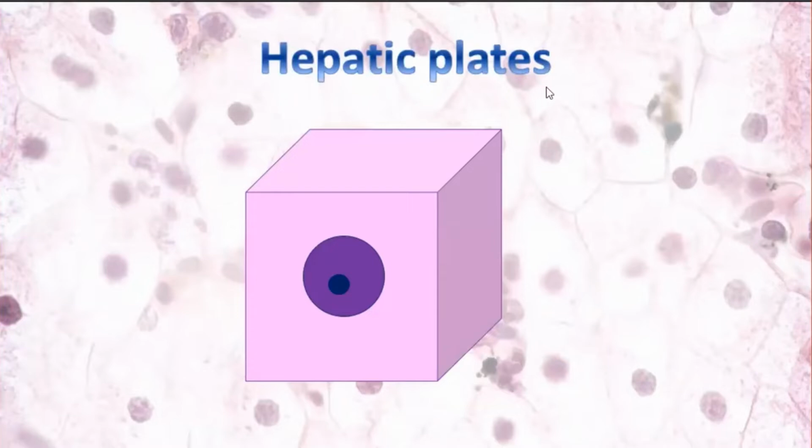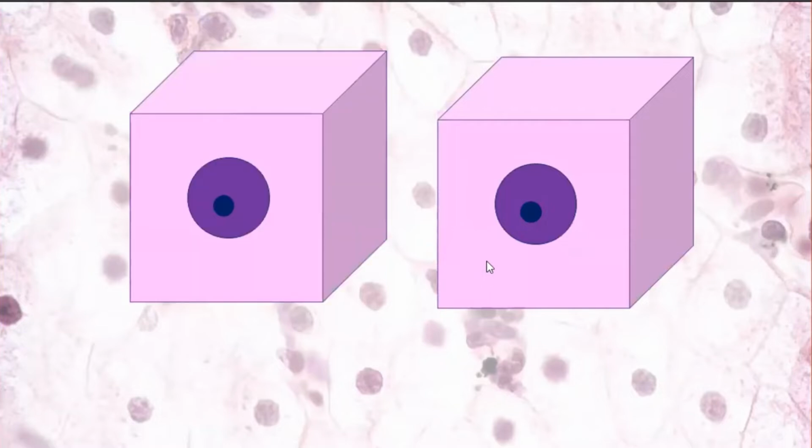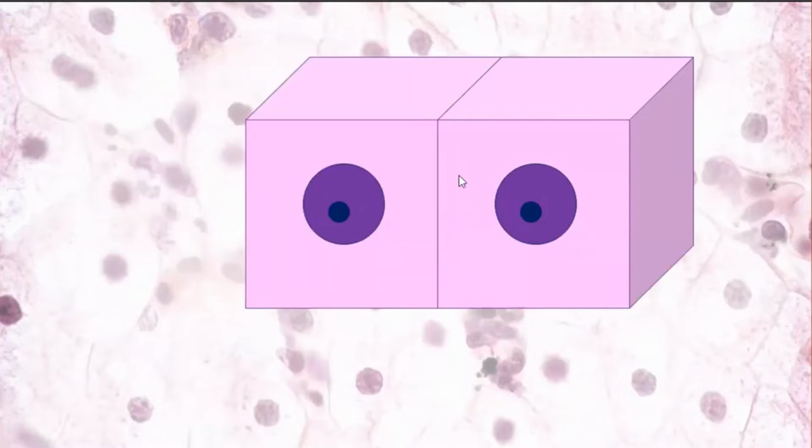So there are hepatic plates. Rows of hepatic cells which are going to the central vein are called hepatic plates, and they are composed of hepatocytes. Here we can see one and second hepatocytes, and they are attached to each other via intercellular junctions. Here we can see intercellular junctions, and they attach neighboring cells to each other.